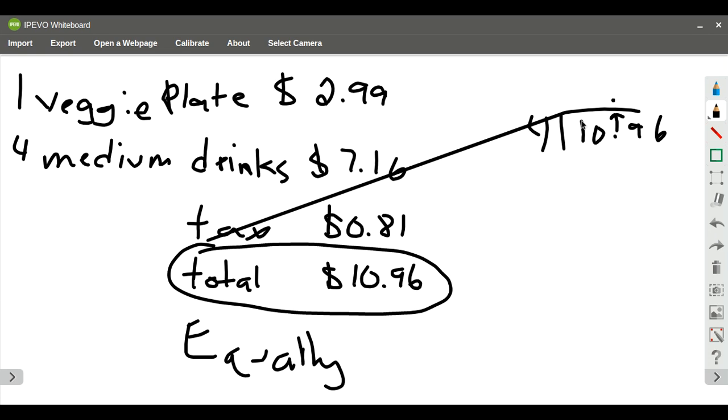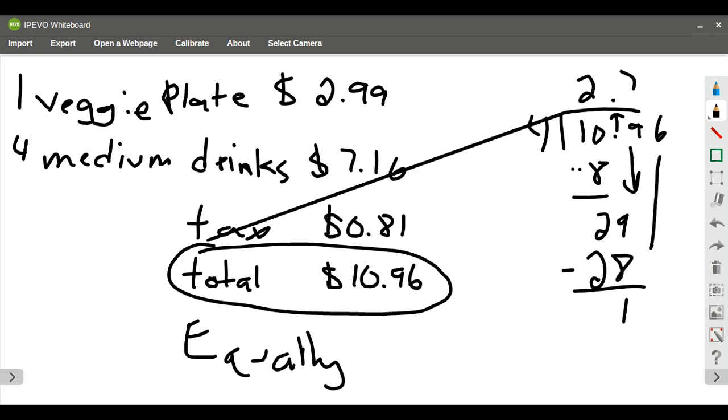So 4 is going to go into 10 2 times. 4 times 2 is going to be 8. I'm going to subtract. I have 2 left over. My next thing I'm going to do is I'm going to bring down the 9. 4 goes into 29 7 times. That becomes 4 times 7 is 28. I subtract. I have 1 left over. I bring down the 6. 4 goes into 16 4 times. So the total for each girl is going to be $2.74.